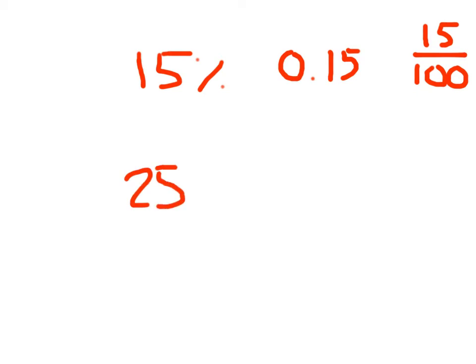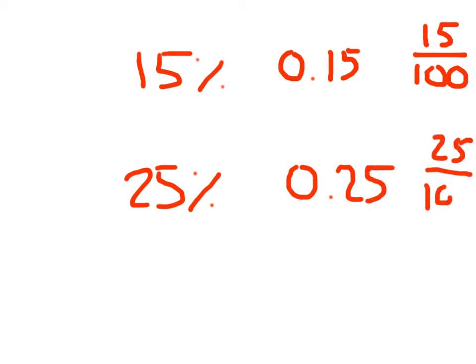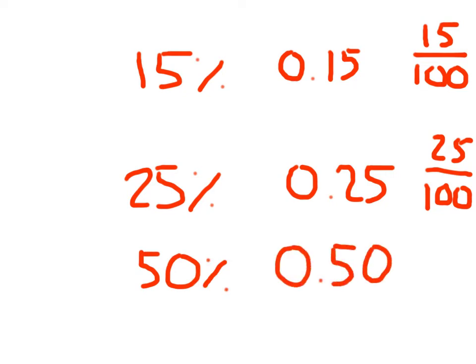Similarly, if we had 25%, that would be written as 0.25 as a decimal, or 25 hundredths. One more example for you: if we had 50%, that could be rewritten as 0.50, or 50 hundredths.